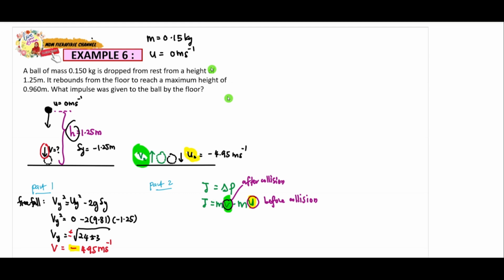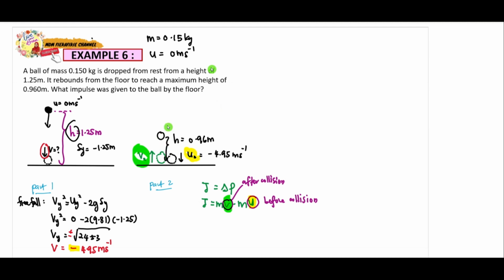Boleh. Tapi kita tak ada nilai velocity after collision between the floor and the ball. Tapi kita diberi maklumat that after collision, the ball rebounds and reaches the maximum height. Okay, so let's say this is the maximum height, it's equal to 0.96. Kecil sikit lah maximum height tu. Bawah sikit. Okay, contohnya kan sini. So this is the maximum height. Contoh, okay. So, 0.96 meter.